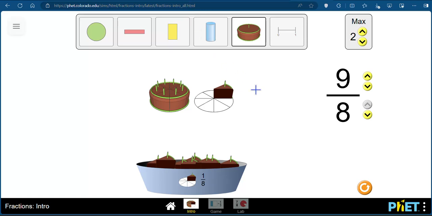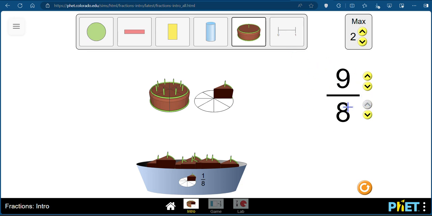Hello, this is the second part of the video on fractions. In this video, we will see the fraction concept, improper, proper, and mixed fraction concept on a number line. So this is a fraction.